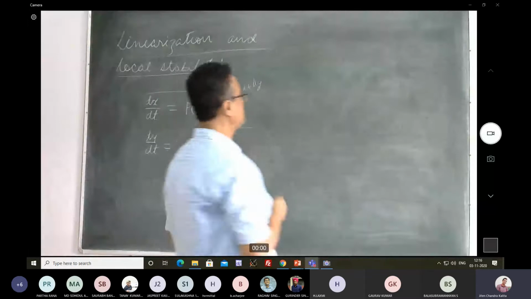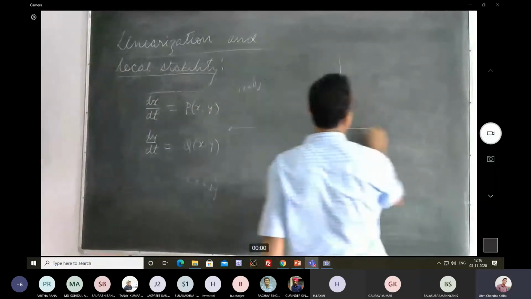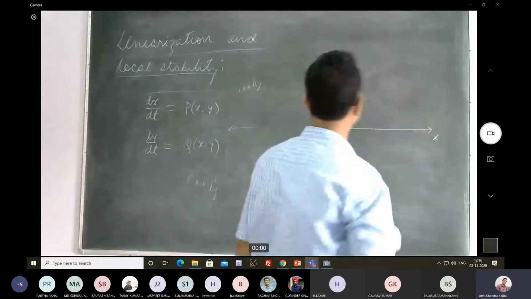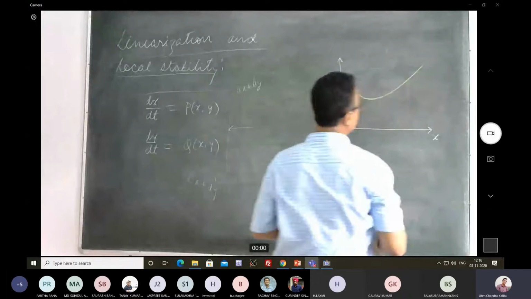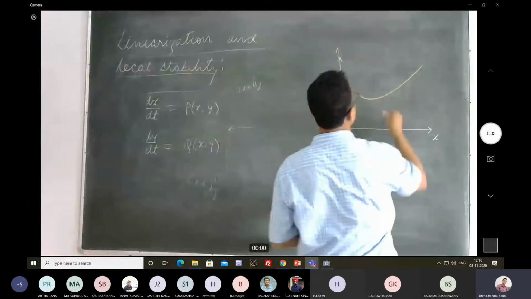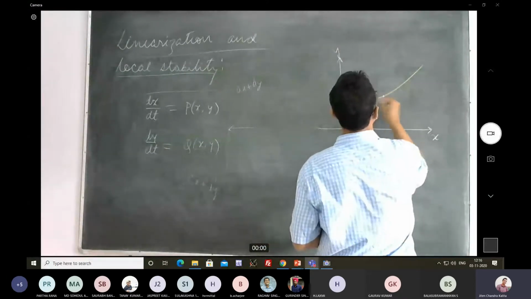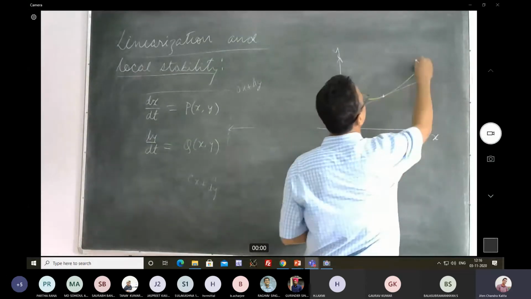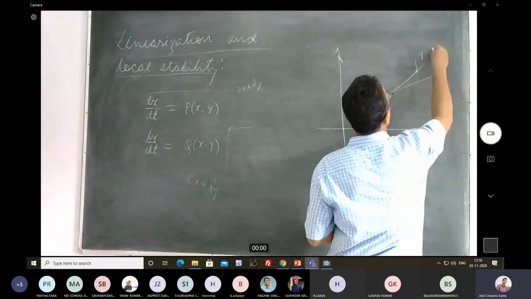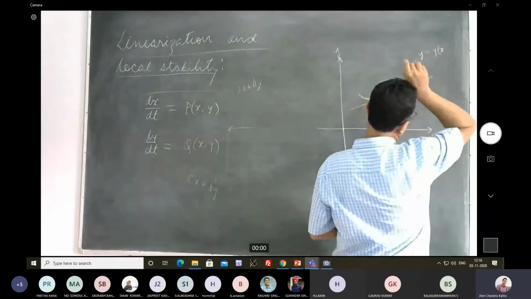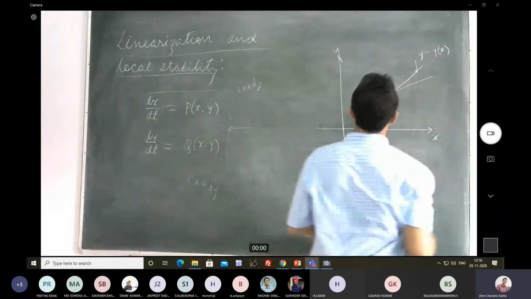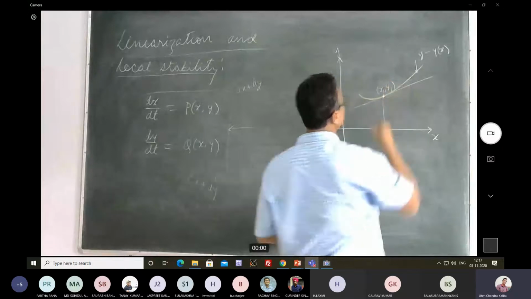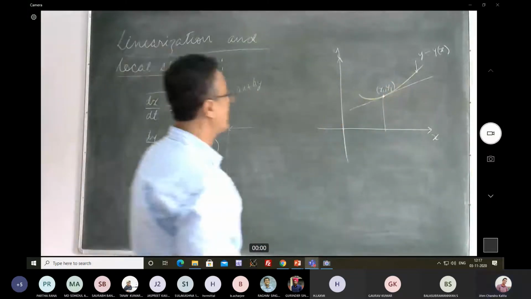Okay, so now let me come back to a function of one variable. Suppose I am considering y as my dependent variable and x as the independent variable. Suppose at this particular point I draw a tangent. This is y of x, and suppose this point is (x1, y). So then what is going to happen?